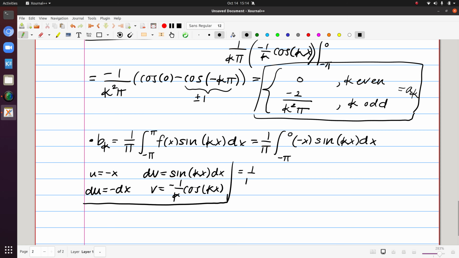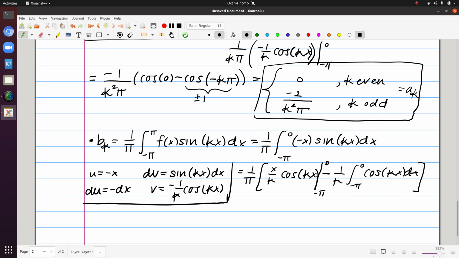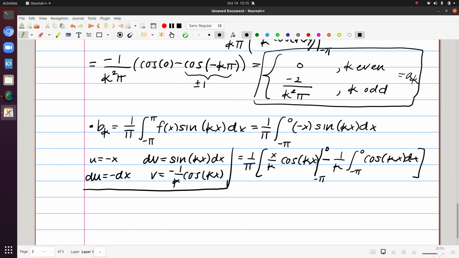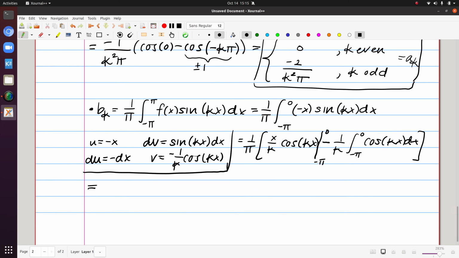So we would get 1 over pi. When we multiply u times v, that becomes positive x over k cosine kx. And then we get minus, again, the product of v du is positive, so it still is minus 1 over k, the integral from minus pi to 0 of cosine kx. And I should have put my evaluation bars here. So unlike the last example, I'm noticing that I'm not going to be able to just wipe out cosine kx when I evaluate at 0 and minus pi. So I'm going to hold off on that part and just evaluate that second integral.